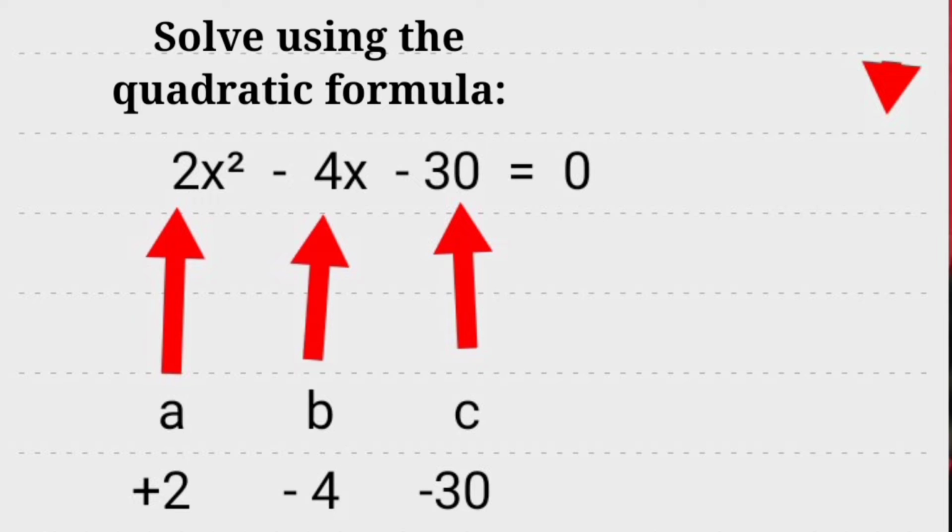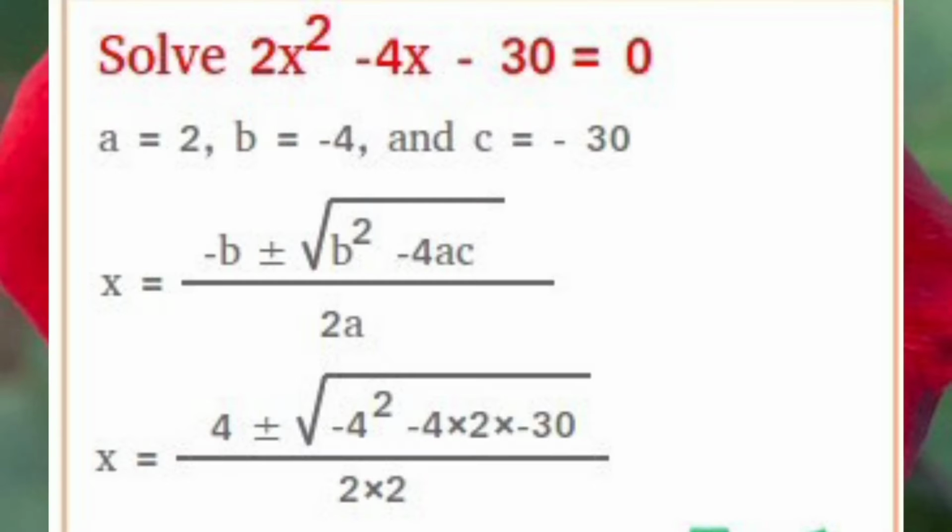Illustration: 2x squared minus 4x minus 30 equals 0. A is the coefficient of x squared, which equals 2. B is the coefficient of x, which equals negative 4. C equals negative 30. Let us solve the following quadratic equation by the quadratic formula: 2x squared minus 4x minus 30 equals 0.